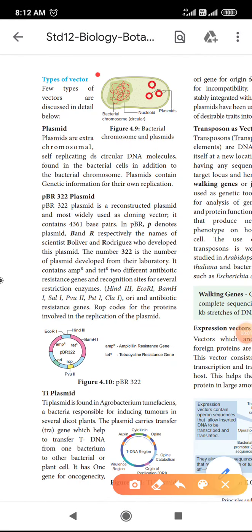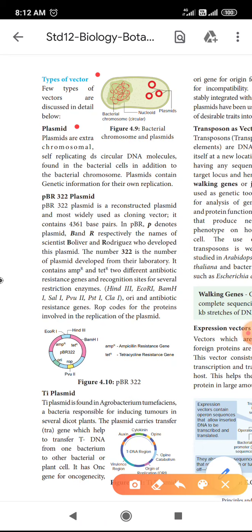Now we see types of vectors. Before that, we know the definition for plasmid. Plasmids are extra chromosomal, self-replicating, double-stranded circular DNA molecules. These 3 points are very important. Mark them; it is a very important 2-mark question.